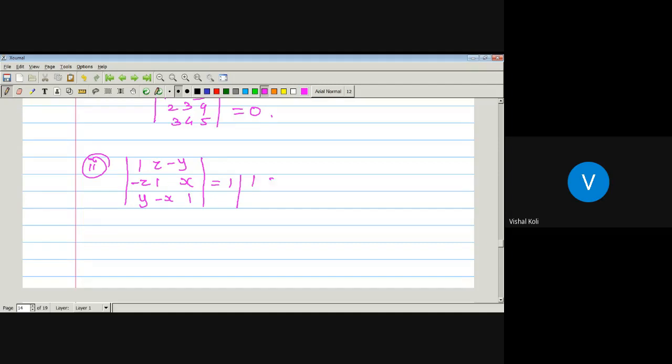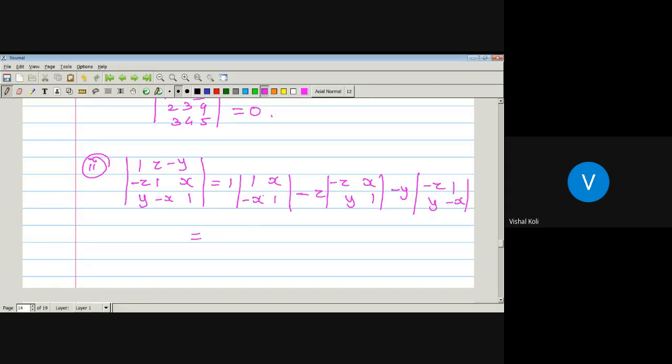So its cofactor is 1, x, minus of x, 1. Now here we will use the minus sign already, so we just have to multiply the z by its minor. Its minor will be minus z, x, y, 1, minus of y into its minor will be minus z, 1, y, minus of x.